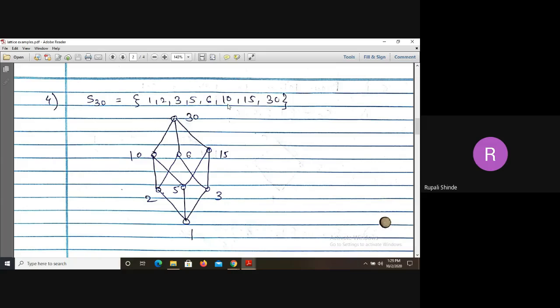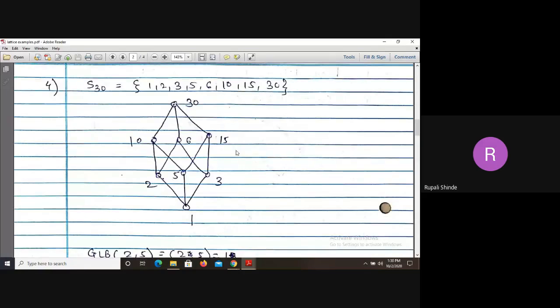Now the next one is 10. For this 10, two divisors are there, 2 and 5. That's why these are connected by direct lines. Next one is 15. For this 15, 3 and 5 are the divisors. And the last number is 30. For this 30, all of 6, 10, 15 are divisors of 30. So this diagram becomes like this.